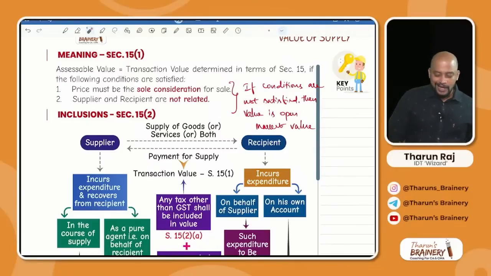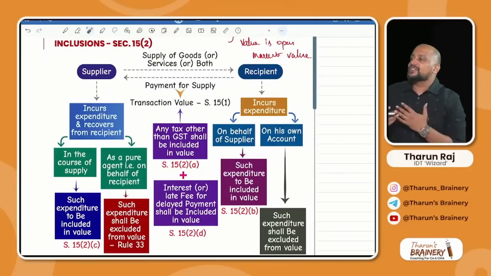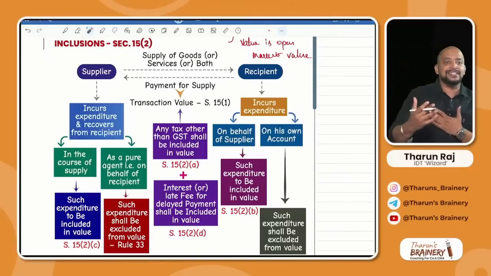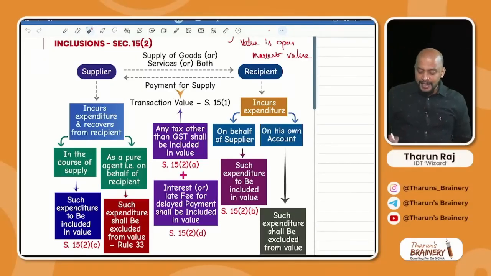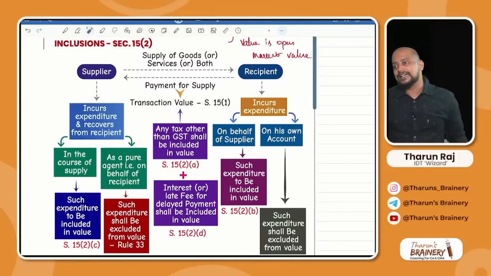So remember, assessable value equals transaction value, and if two conditions are satisfied, what are the two conditions? Price must be the sole consideration, supplier and recipient are not related. Some other person, any expenditure I need to spend, you spent, that is an indirect consideration for me, correct or not? So any amount which is liable to be spent by the supplier but which is spent by the recipient, that is, the recipient incurs expenditure on behalf of the supplier, such expenditure should be included in the value as per 15.2b. Is it clear or not?